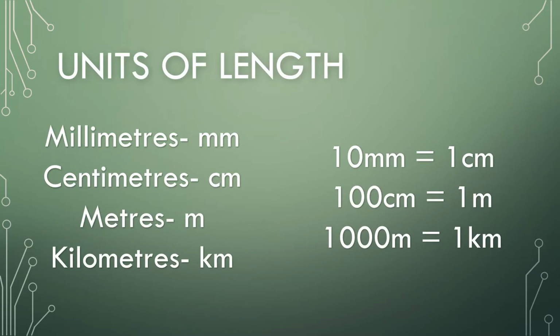Alright, so just like yesterday's lesson, we've got millimeters represented by a lowercase m and a lowercase m, centimeters, lowercase c and m, meters, lowercase m, kilometers, lowercase k and m. 10 millimeters is the same as 1 centimeter, 100 centimeters is the equivalent of 1 meter, and 1,000 meters is 1 kilometer.